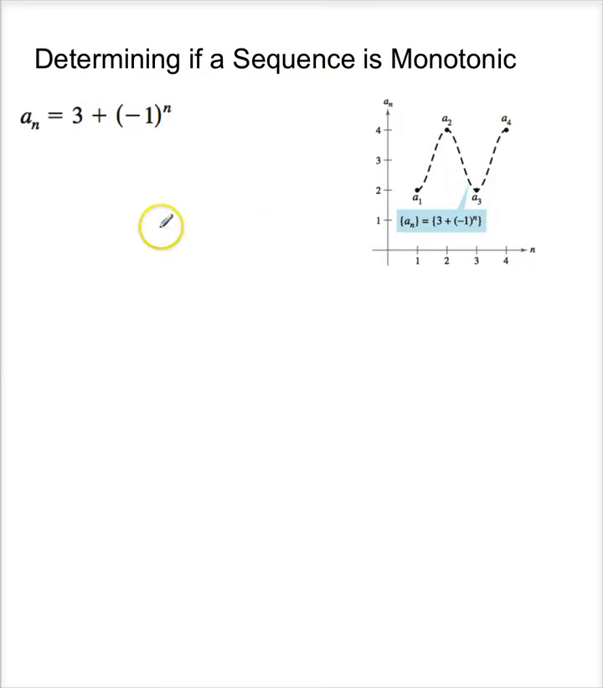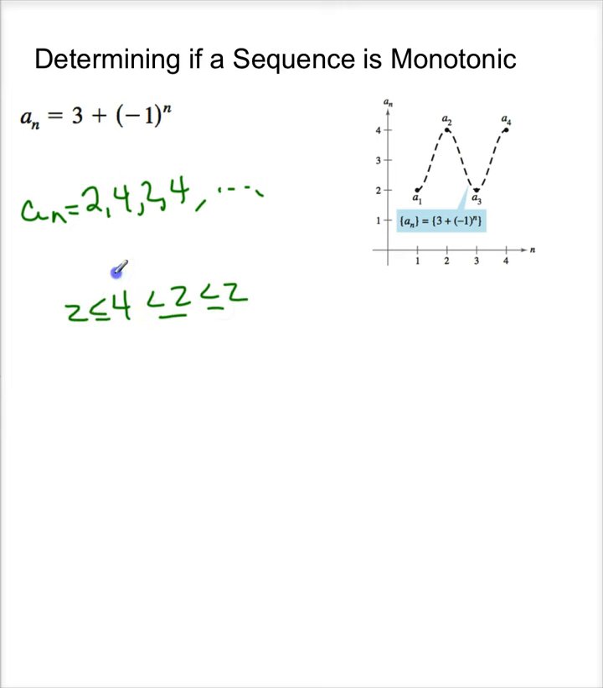So let's look to see if this sequence is monotonic. This sequence, remember, is 2, 4, 2, 4. Now it bounces between two values, and if you pick any two values, then clearly this is not monotonic, because you cannot say this right here one way or the other. So this is not monotonic.